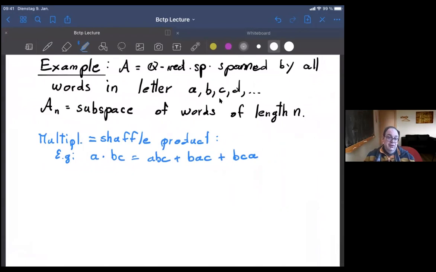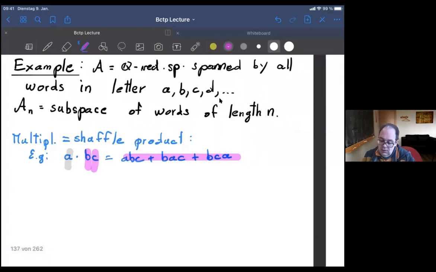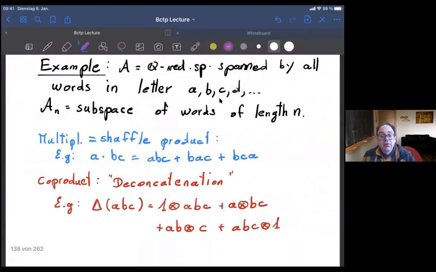And well, if you take the analogy with the decks of cards, then of course we know what multiplication is. It's the shuffle product. So I can now take the deck with card A, multiply it with the deck BC in that order, and that is the formula that we've seen before. So how can I define a co-product in this space?